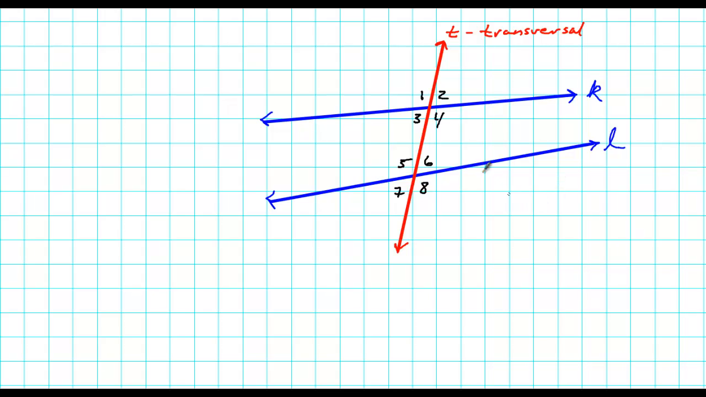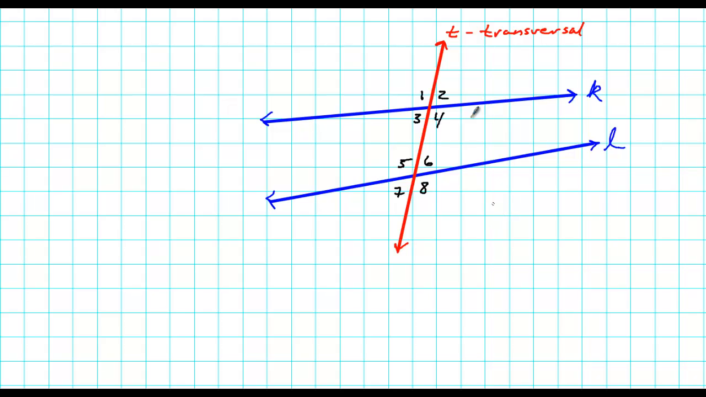But before we talk about them, you've got to be able to identify them and know which ones we're talking about, so we're not always having to say, okay, angle 1 and 3, angle 1 and 6, angle 1 and 8. They're going to have a name, and they're always going to be in pairs, and we're going to just write down a way for you to remember the names.